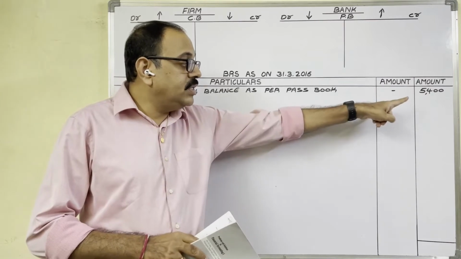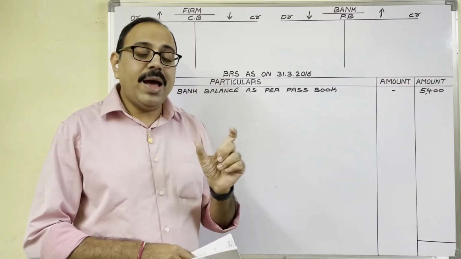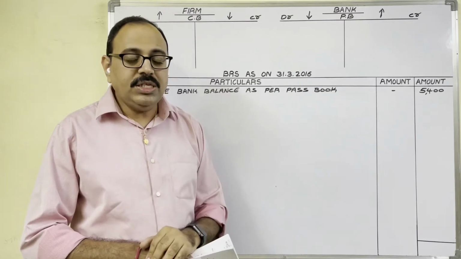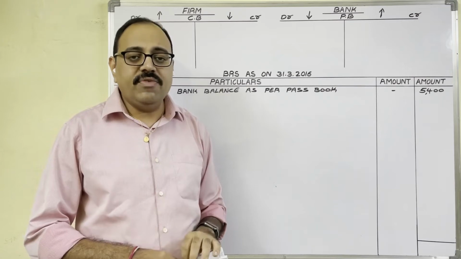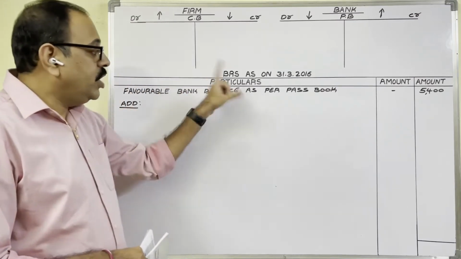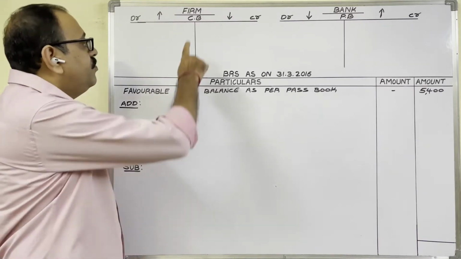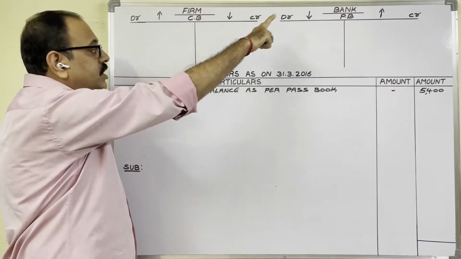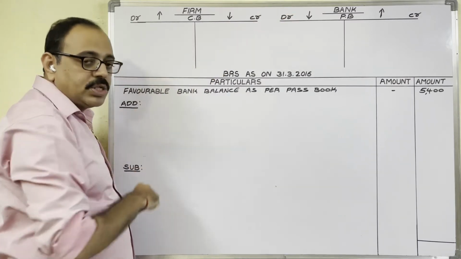So bank balance is given as per passbook and it is a credit balance as per passbook, means favorable bank balance as per passbook. In case of favorable bank balance, while doing BRS, we have to remember some points. Firm records all bank transactions in cash book. Bank records the same transactions in passbook.